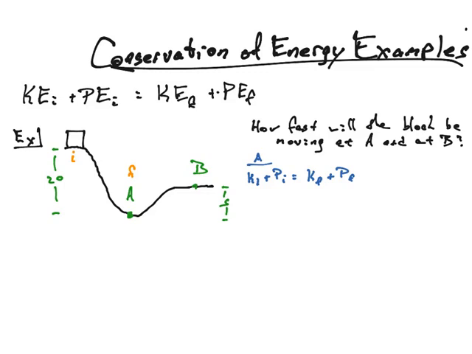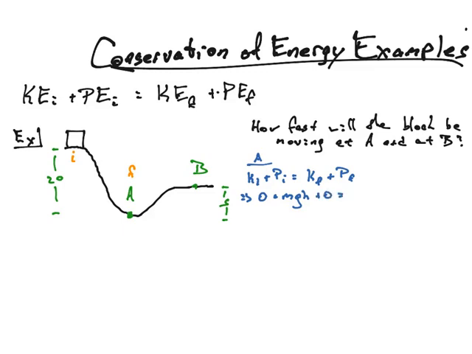Now we ask our questions. For the initial state, are we moving? Well, the block's at the top of the hill. We haven't started sliding yet, so no. Kinetic energy initial is 0. We're not moving yet. Potential. Are we some height above the ground? Yes, we're 20 meters up, so there's some mgh. Initial state. Is there some spring involved? No, no spring, so that's just 0.